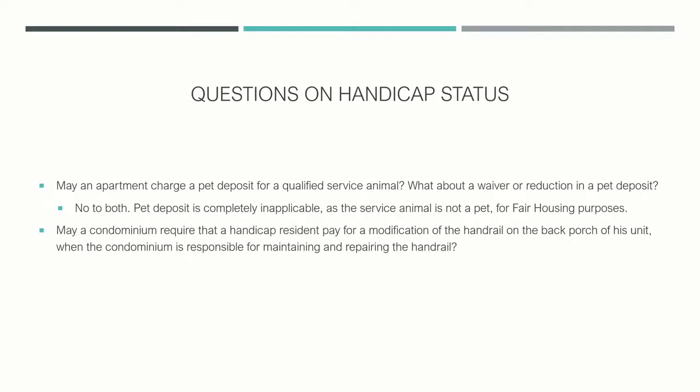Another question, though. May a condominium require that a handicapped resident pay for a modification of the handrail on the back porch of his unit when the condominium is responsible for maintaining and repairing the actual handrail? This question is purposefully drafted by me to be a little bit tricky, but the call of the question is to focus on the fact that the condominium association is saying, look, we'll give you this accommodation, but you've got to pay for it.